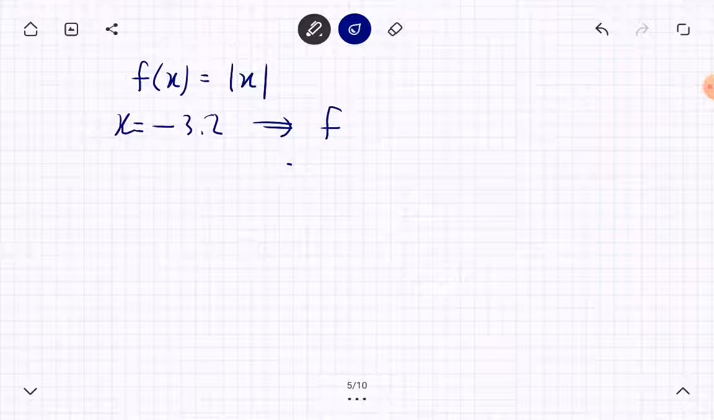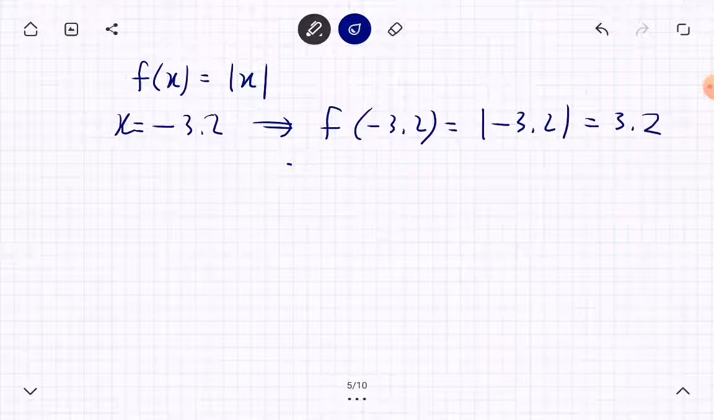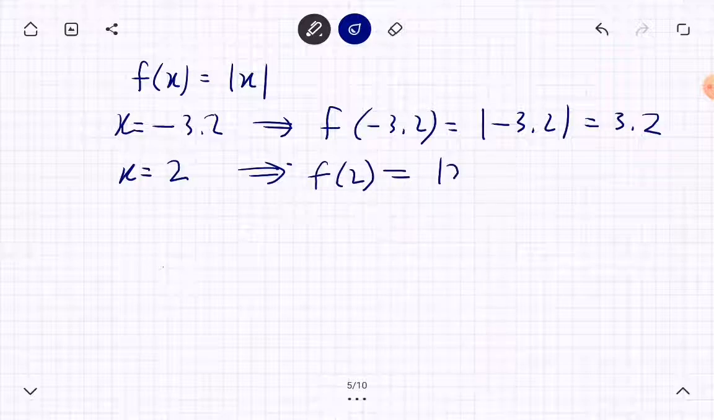So f of negative 3.2 is modulus negative 3.2, which will be positive 3.2. If x is positive 2, then f of 2 is the modulus of 2, which is just 2. Why? Because 2 is positive. Okay, a positive number doesn't need to change. Only negative numbers need to change to become positive numbers.